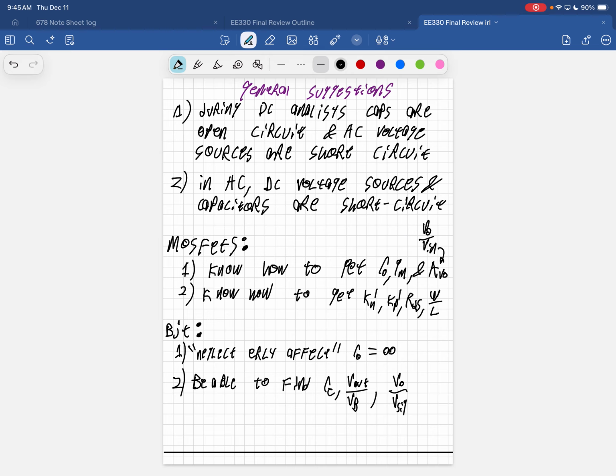But we're not gonna need r pi for BJTs at all? You will. I omitted some of the easier stuff. Okay. Yeah. I think the main thing I was trying to illustrate with this is you're going to need to know gain. And in order to find gain, you're going to need to be able to solve for a lot of the prior stuff.